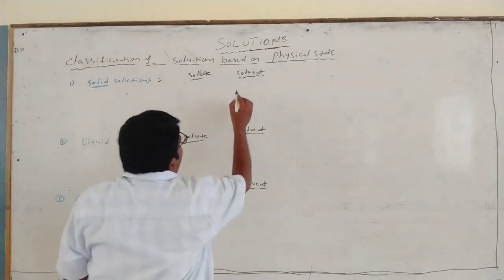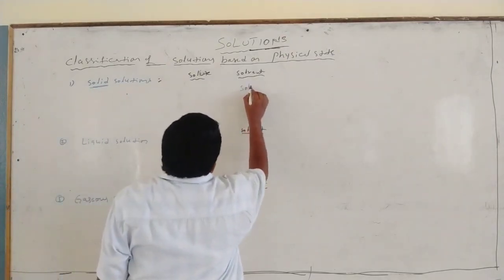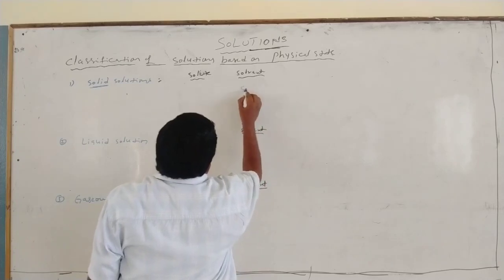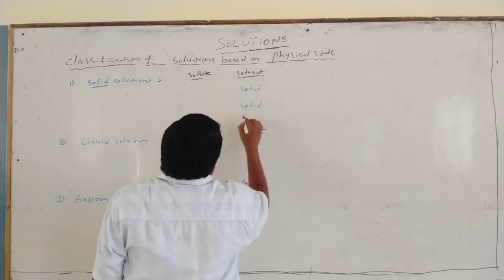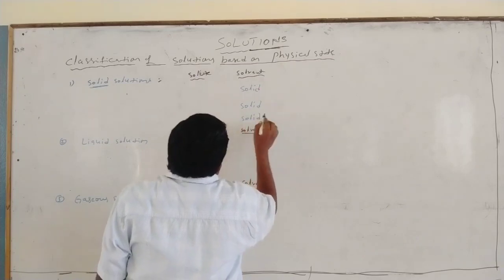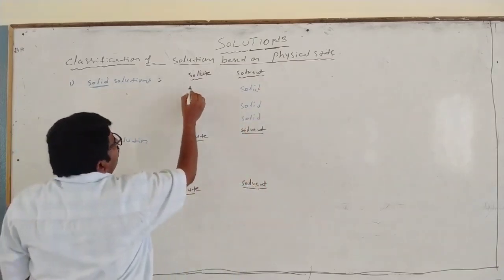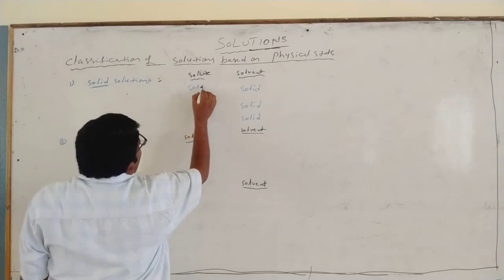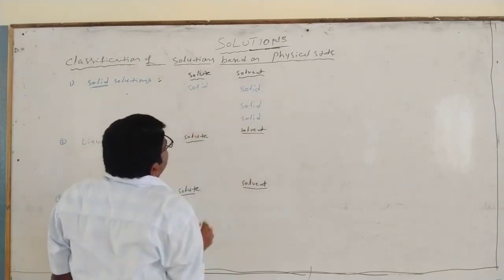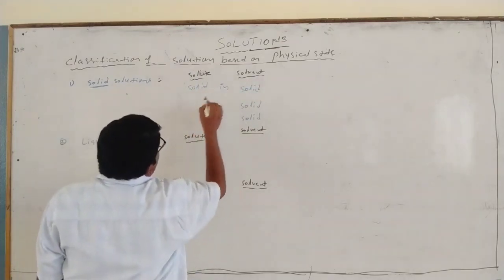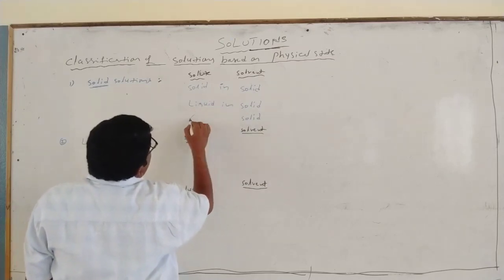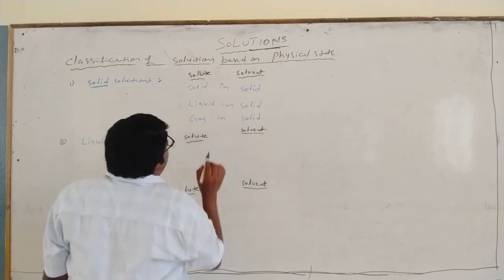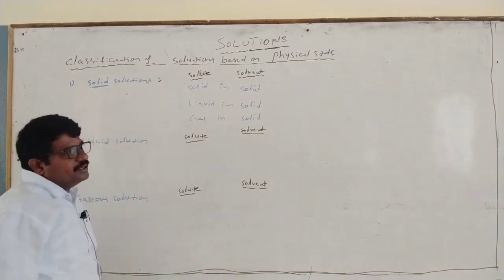Now we have to write solvent. Solvent is what? Solid. Three types, no? You have to write solid, solid, solid. So the first one is when solute is solid and solvent is solid, means solid in solid solutions, liquid in liquid solutions, gas in gas solid solutions.